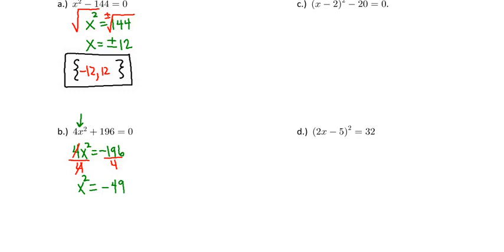Now that our quadratic term is isolated, we can take the square root of both sides, remembering our plus or minus on the right side. The square root of x squared is x, and the square root of negative 49 is 7i. So we came up with two solutions in this case, and they are both imaginary solutions. So in our solution set, we have negative 7i and positive 7i.